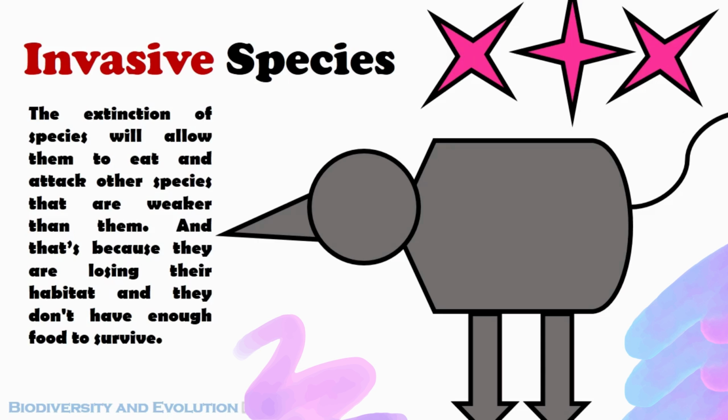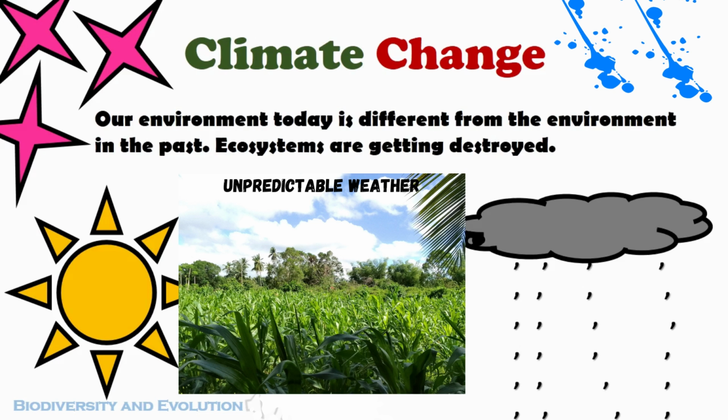The third cause is invasive species. The extinction of species will allow them to eat and attack other species that are weaker than them. That's because they are losing their habitat and they don't have enough food to survive. And in order to survive, these invasive species will make the other species their food in order to satisfy their hunger.